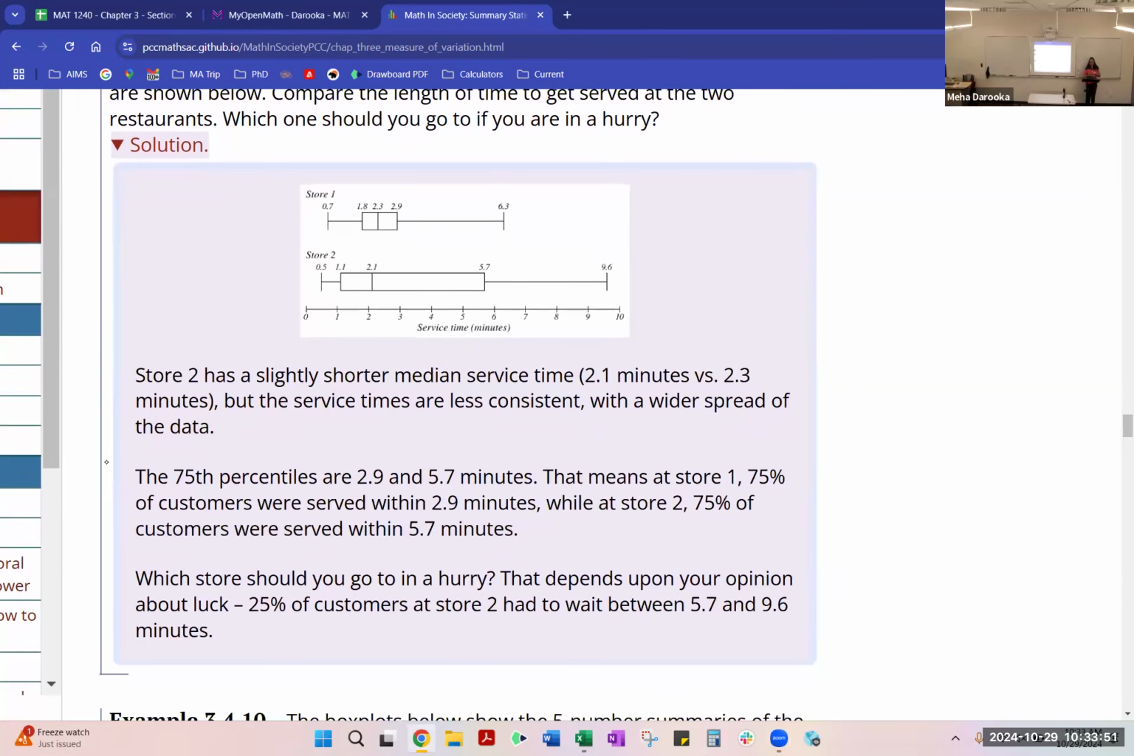So they are basically saying store two has a slightly shorter median, which we did notice. But the service times are less consistent. You do have a wider spread.